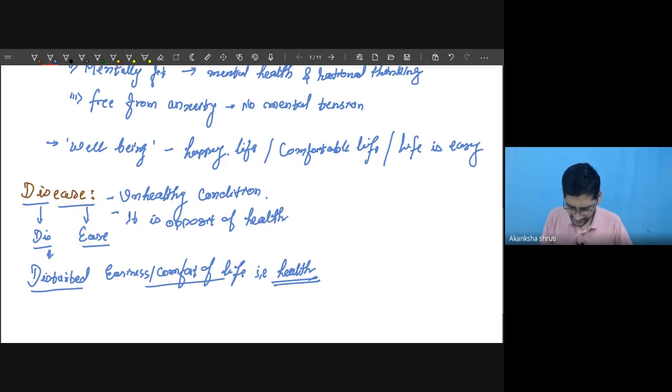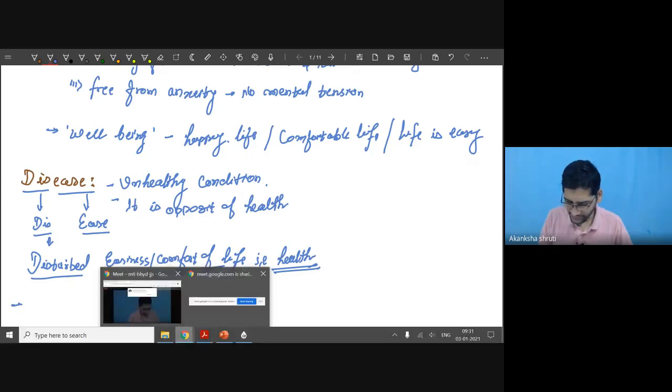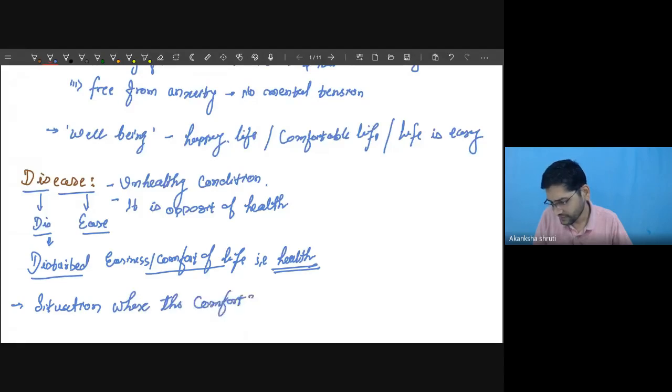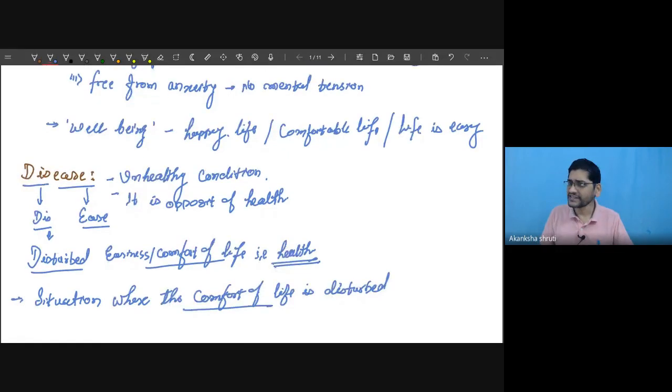What else can be written? It is the situation where the comfort of life is disturbed. So it is the situation of malfunctioning or poor functioning of a body organ. In this situation the comfort of life is disturbed, that is, personal well-being is disturbed. It simply means when it arises.